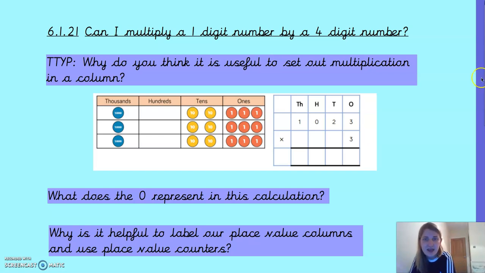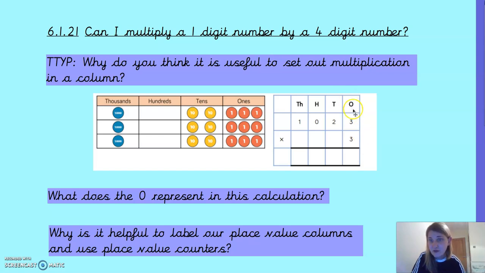Okay, so if we look here, I've got 1023 times 3. Now, this 0 here, super important. What it represents is that there are no hundreds, okay? But also, I like to call my zeros VIPs, very important placeholders, because you guys know that if I say 0, you say holds the place, right? 0 holds the place. Let's remember that.